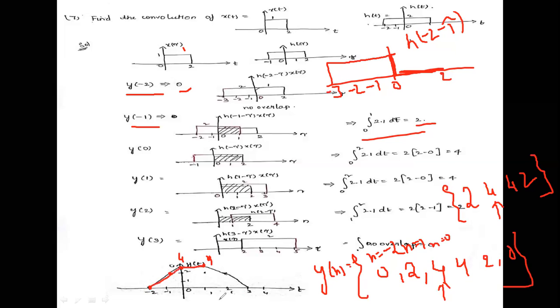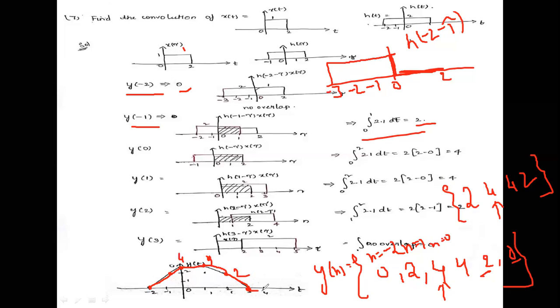Up to this is a slope. Then N is equal to 2, the value decreases to 2. And N is equal to 3, the value decreases to 0. Got it, my dear students?